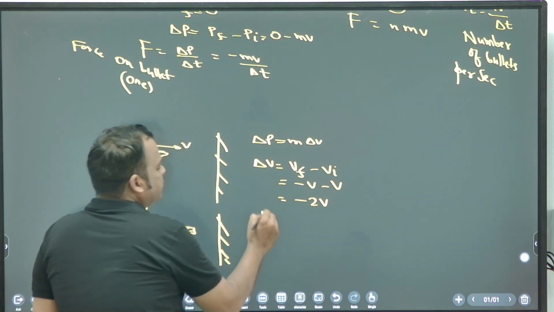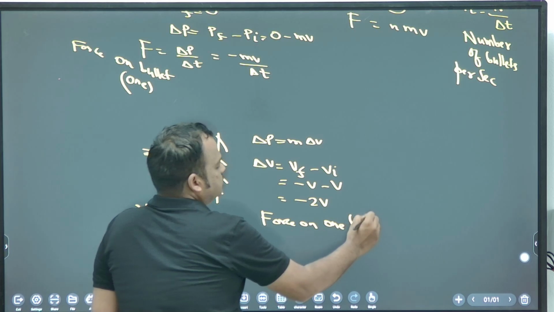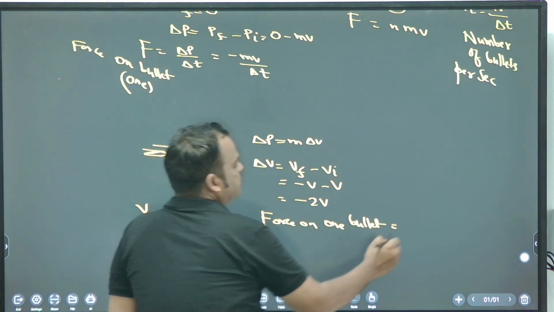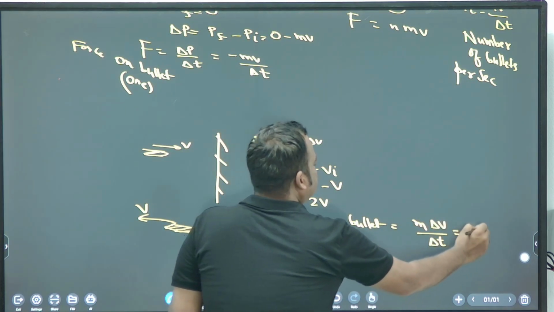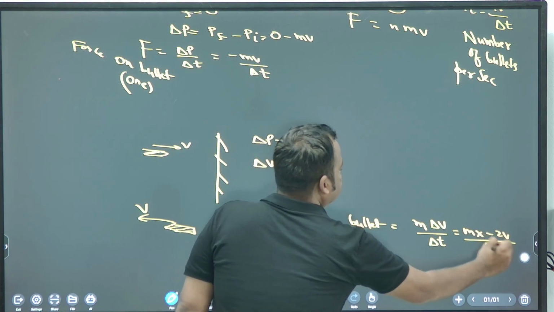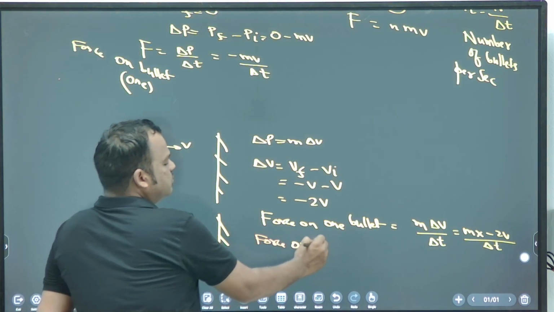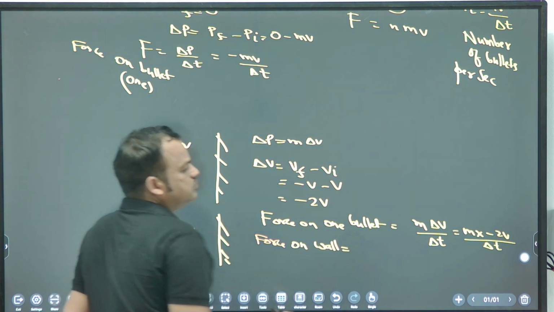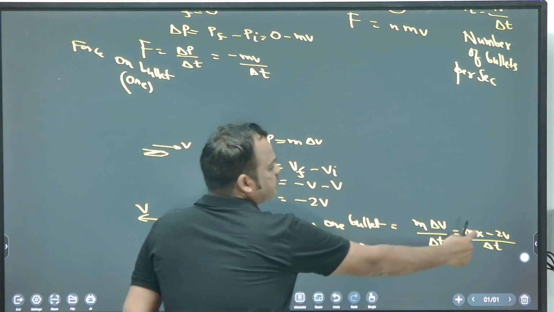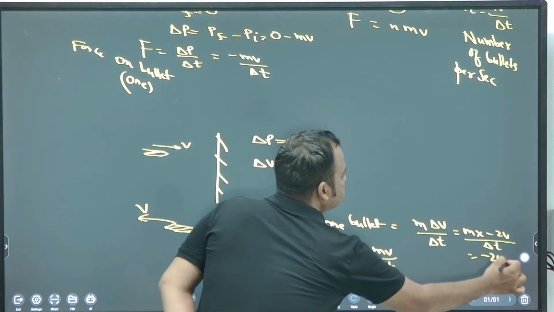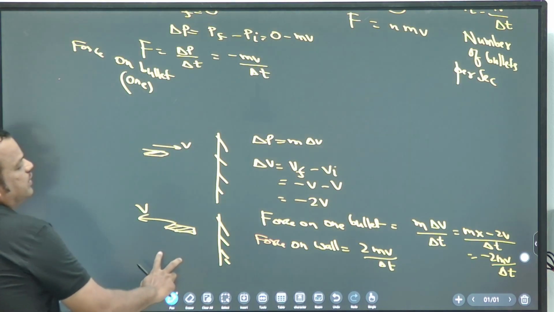So what is the force on one bullet? Force on one bullet is equal to m delta v by delta t, so m into minus 2v by delta t. So what is the force on the wall? 2 mv by delta t. Force on the bullet is minus 2 mv by delta t, so force on the wall is 2 mv by delta t, correct?